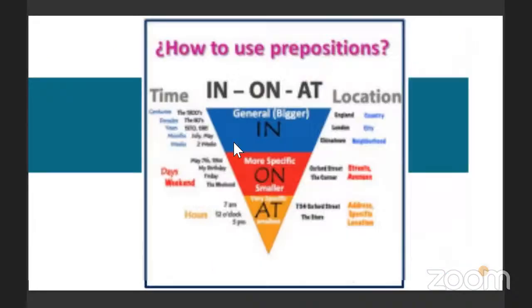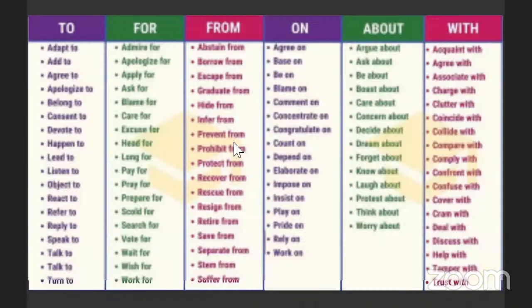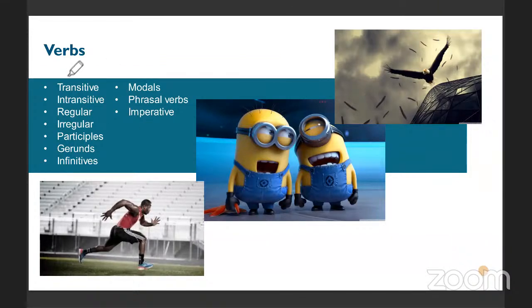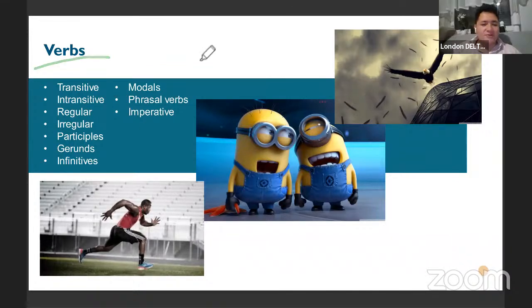Yes. Okay. So now we will check the next category, the next part of speech, verbs. So what are verbs, guys? What is the meaning of verbs? Actions. Very well, verbs are actions. Actions are verbs. So here we have some examples. We have transitive, intransitive. Let's check all of them.